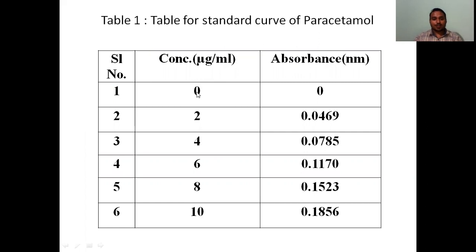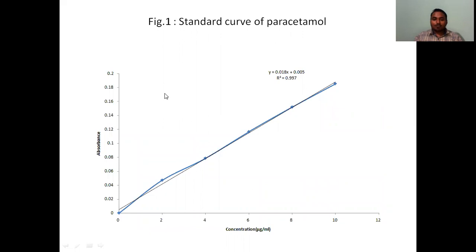This is the table for the standard graph for paracetamol. The concentrations we are taking are 2, 4, 6, 8, and 10 microgram per ml, and we have to calculate the particular dilutions. After preparing the different dilutions, we take the absorbance with the help of a UV spectrophotometer and then plot the absorbance with respect to the concentration. We got this linear curve, which is the standard curve for paracetamol.